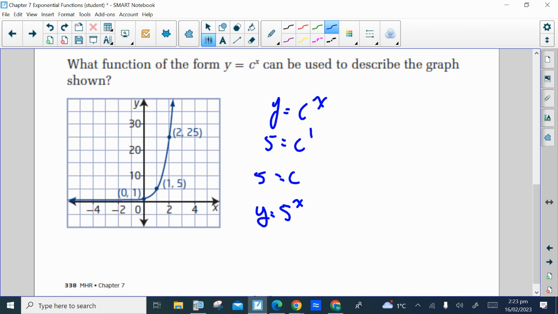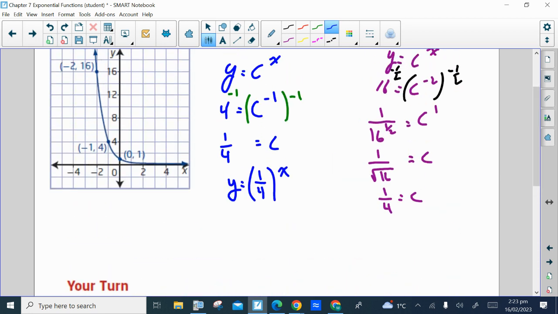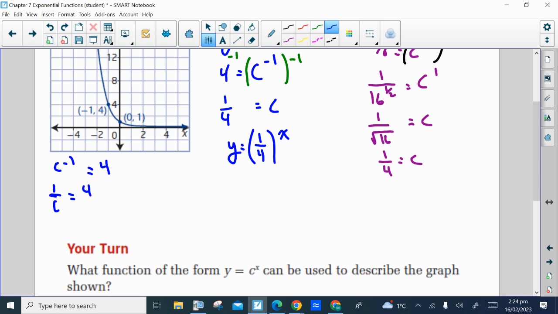Yes? For the negative one, question, instead of putting times negative one, you also put it 1/c, and you evaluate. Then what do you do to the left side? You have 1/c equals 4. So then what would you do? What would you do? So you've got c to the -1 equals 4. You went 1/c equals 4. How do you determine c?